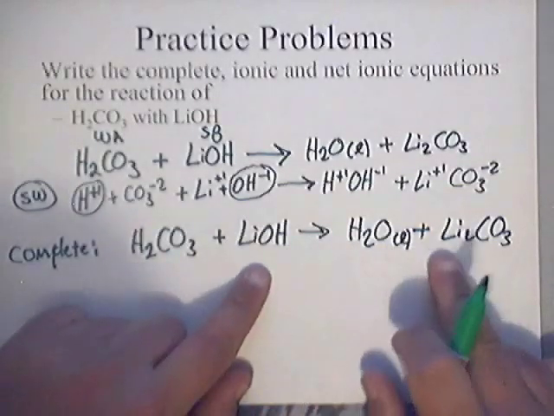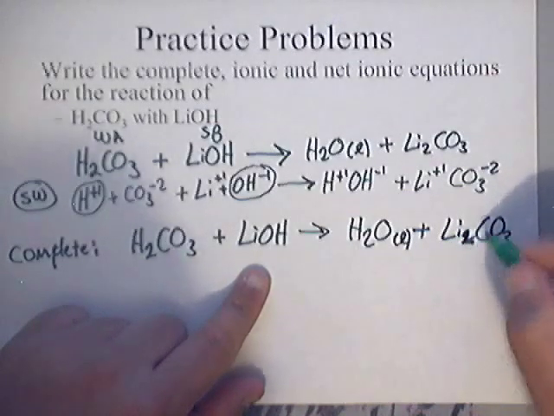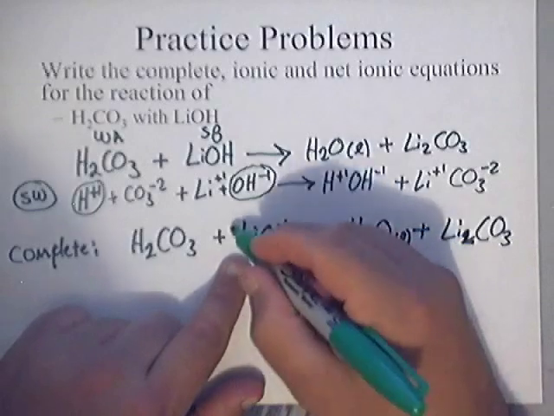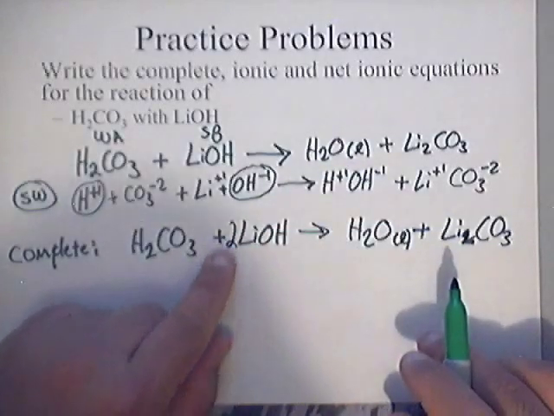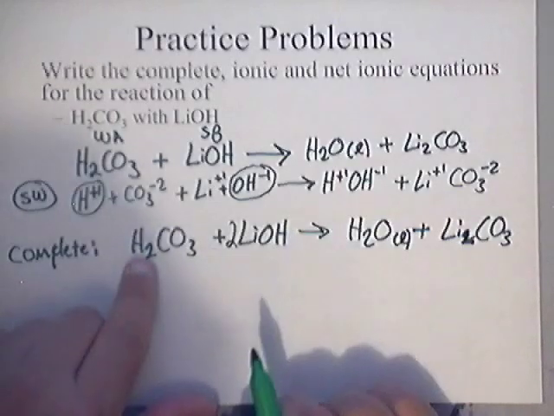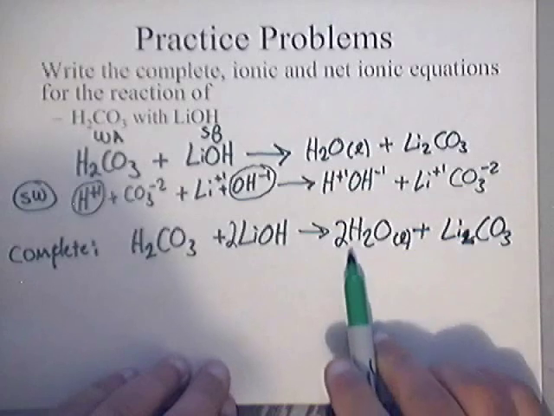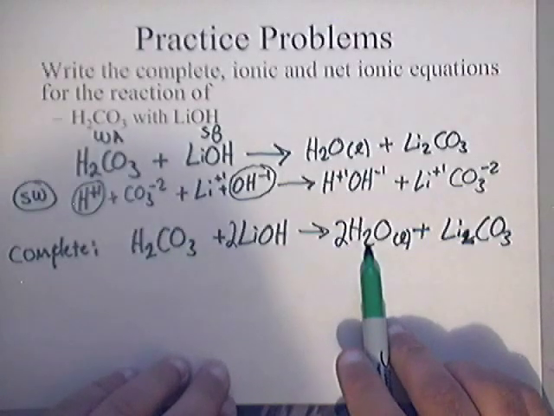But let's focus on the lithium first, because that'll probably help us balance everything out. Since this is a 2 here, then we need a 2 here. And that gives us 2 lithiums, 2 lithiums. Now that also gives you 2 hydrogens and 2 hydrogens, so that's 4. So we need to put a 2 in front of this water, because that will now give us 4 hydrogens.